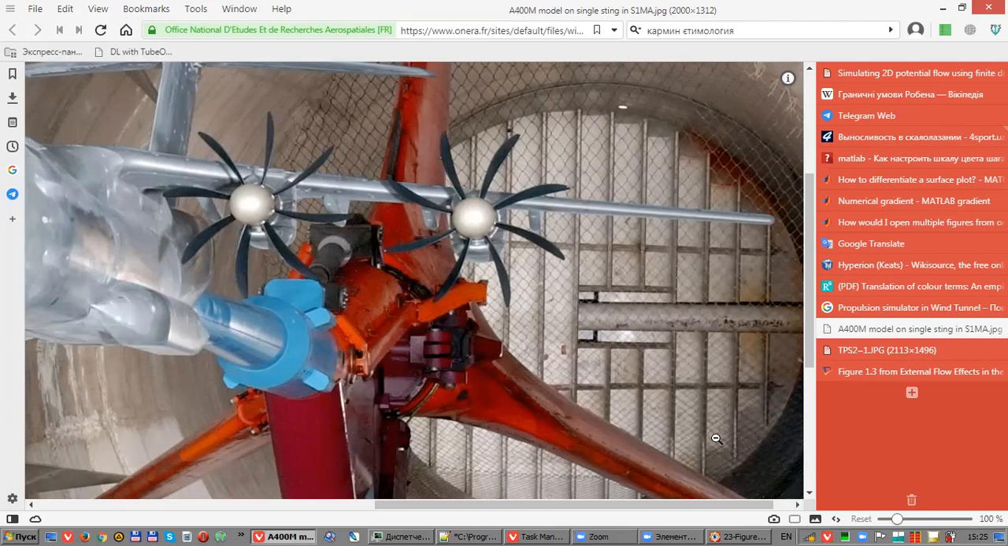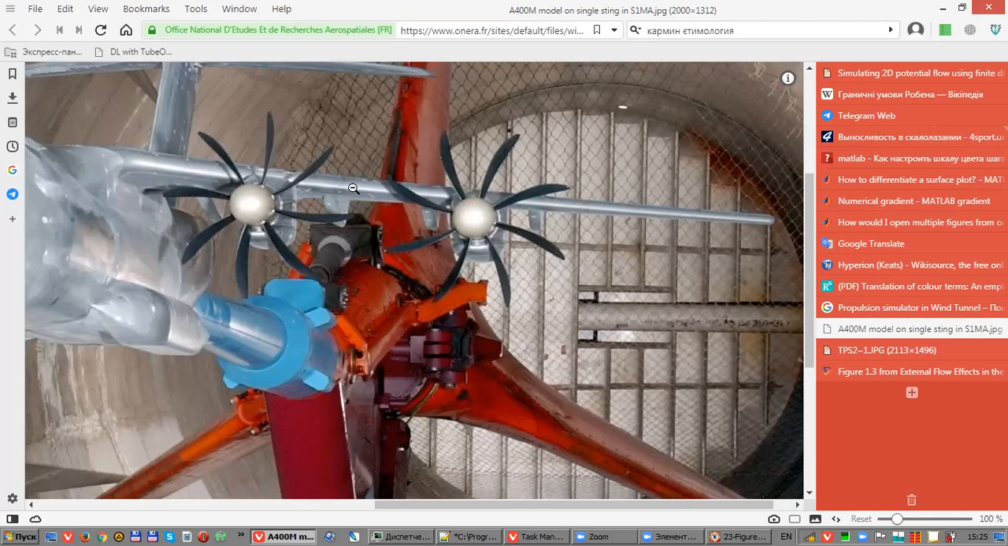This engine will be the same rotating speed, or... no, same thrust, but very different rotating speed. There is a parameter called loading, disk loading, and this parameter must be the same in the real aircraft and in the model.